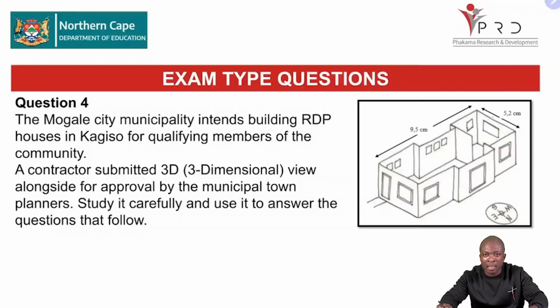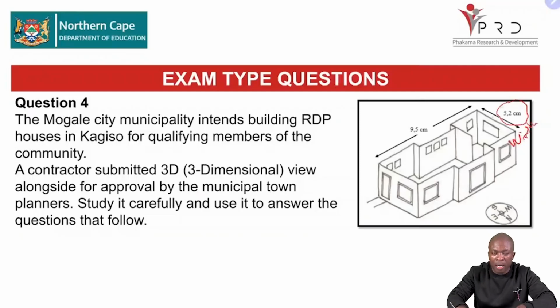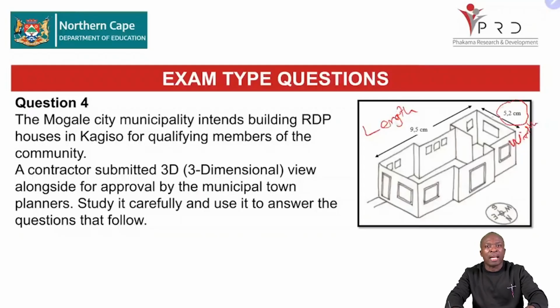If we look at the 3D image that we have been given, what values or items capture your attention here? Good. The first one, you can see they have given us measurements. What's our first measurement? 5.2. What is the 5.2 for? It is our width. And then we have 9.5. What's our 9.5? It is the length of the image on the plan, not in real life.